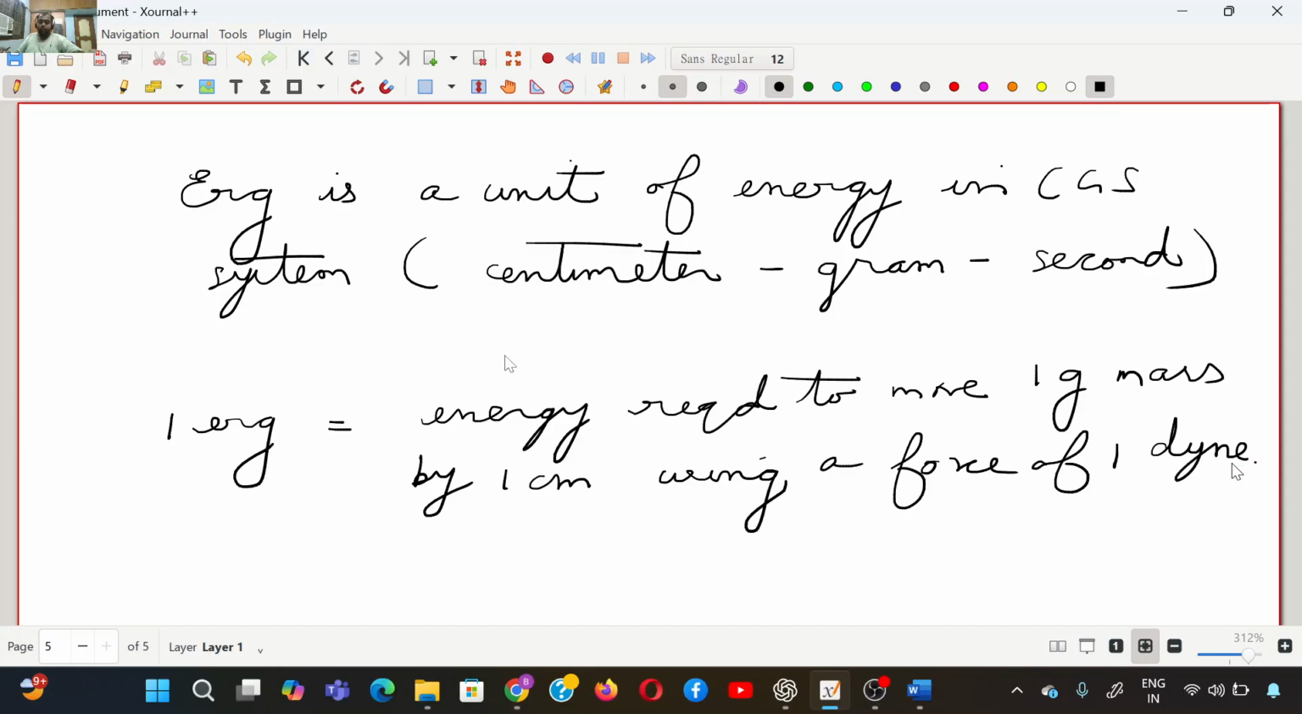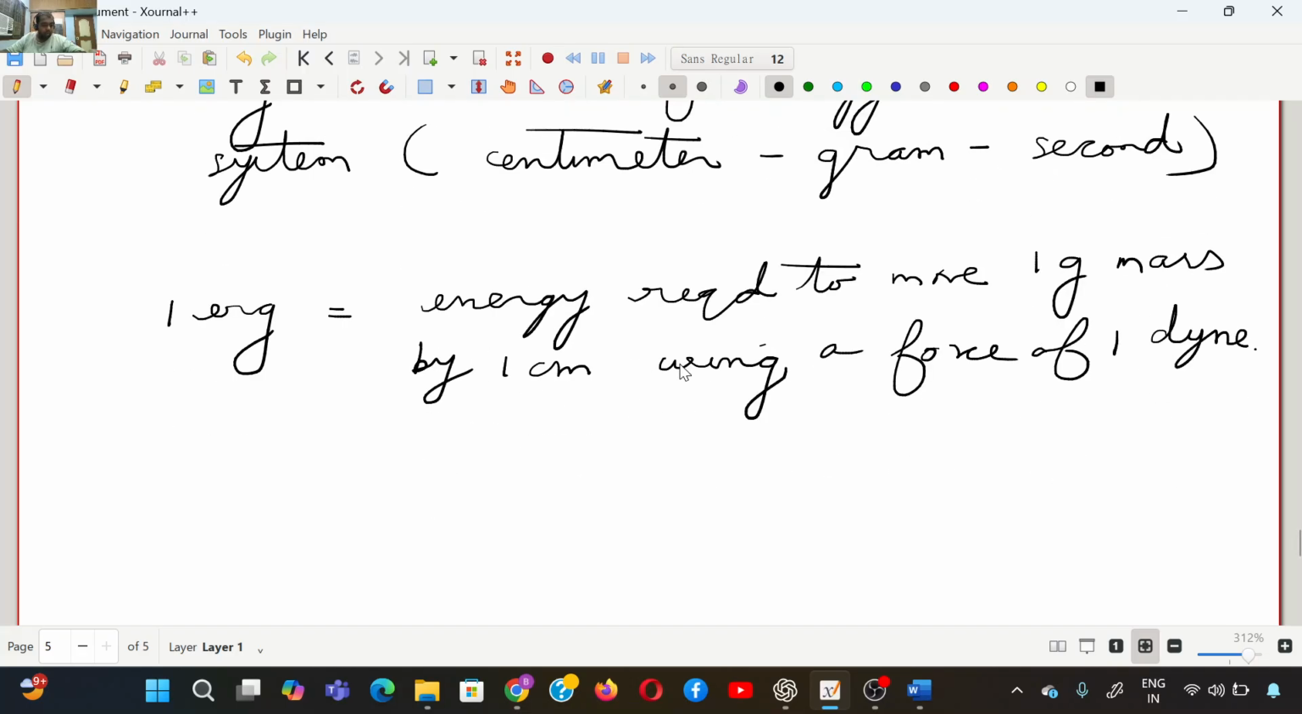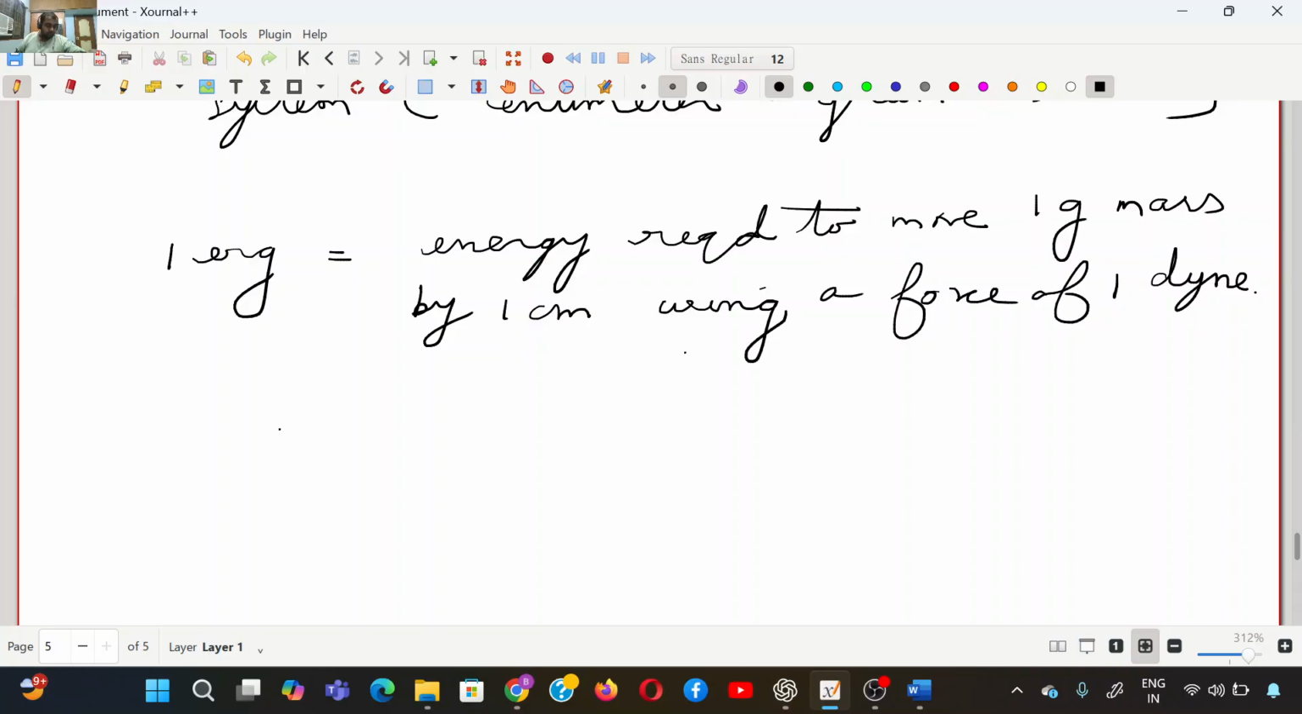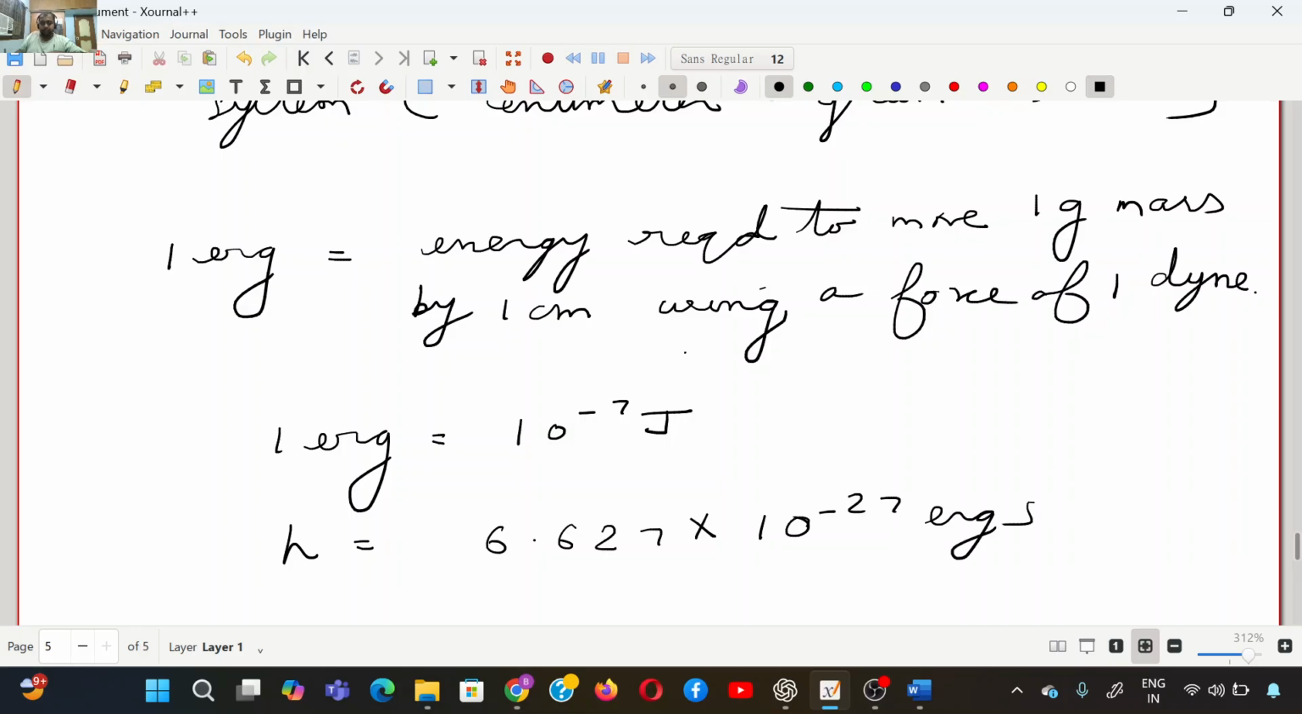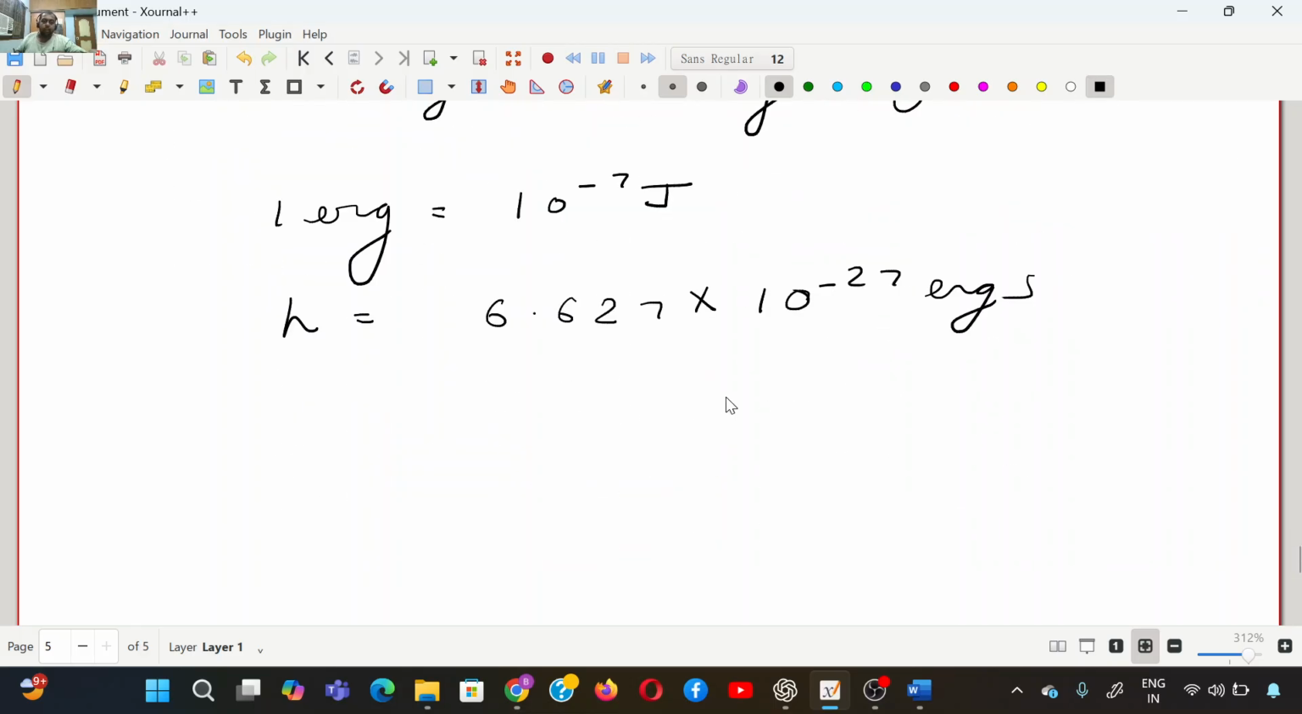You just replace it by kilogram, meter, and Newton, you'll get joule. So basically, 1 erg is equal to 10 to the power minus 7 joules. These are just units of energy. So h is basically 6.627 into 10 to the power minus 27 erg second, or converting erg into joule, 6.627 into 10 to the power minus 34 joule second.